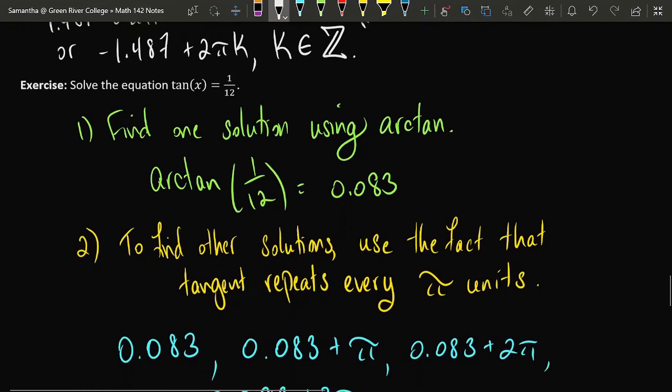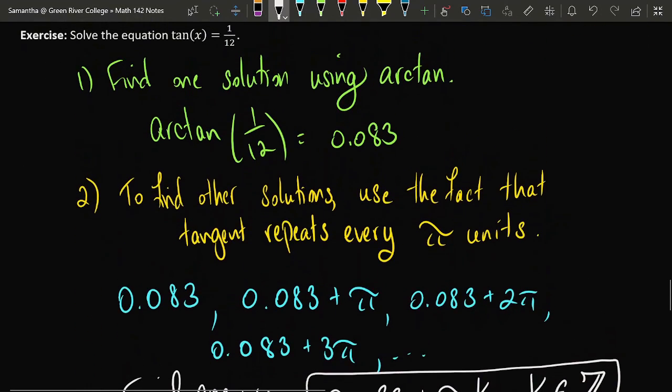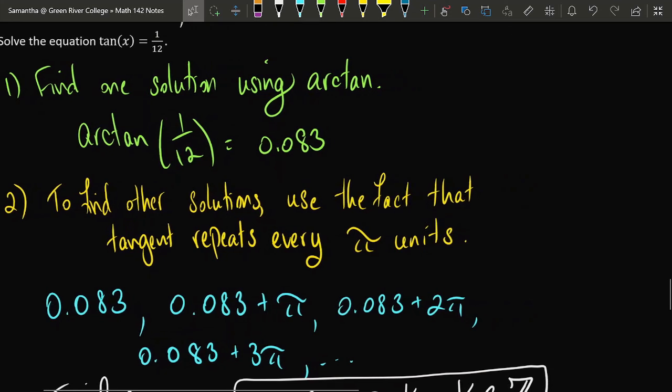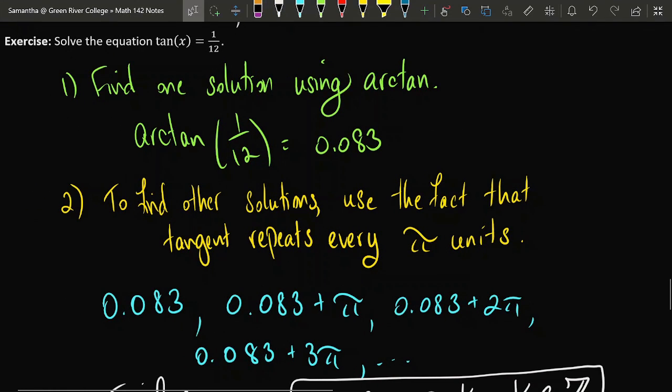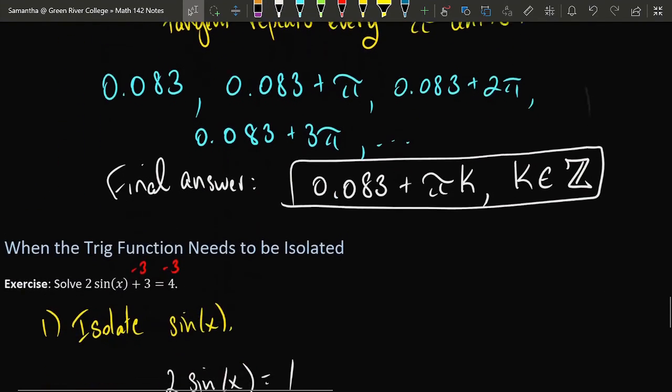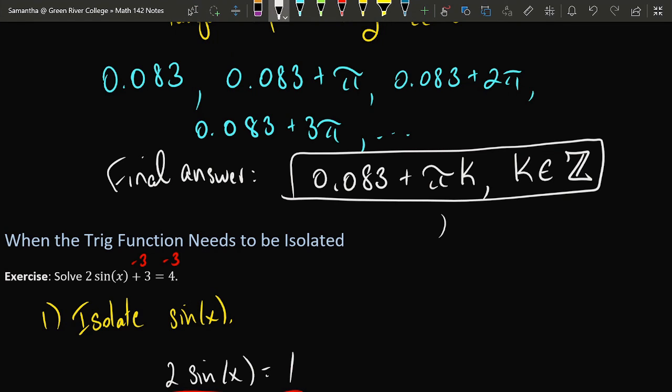Tangent is a little bit special. For tangent, once you have found a single angle which outputs the desired value, then all you have to do is account for all the other angles which are pi units apart from the angle that you found using arctangent. That angle plus pi times k, where k is an integer.